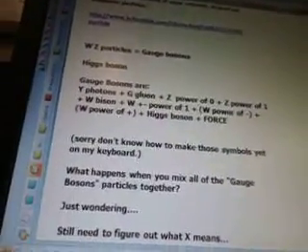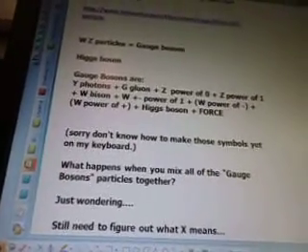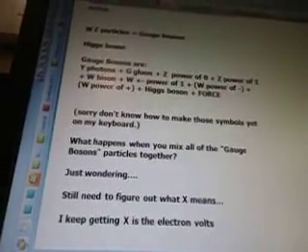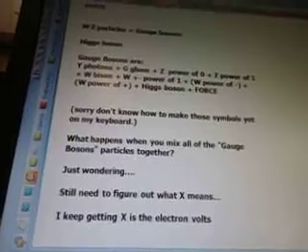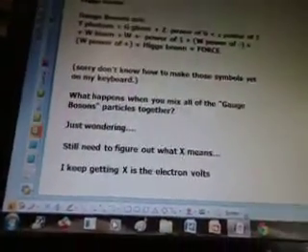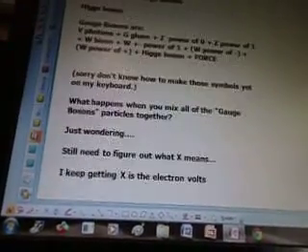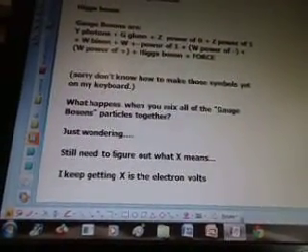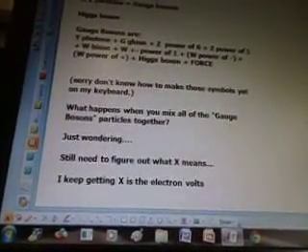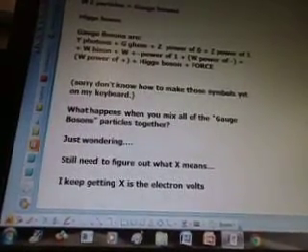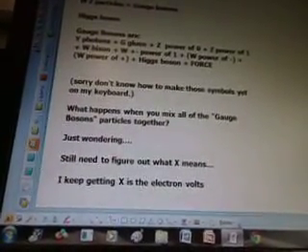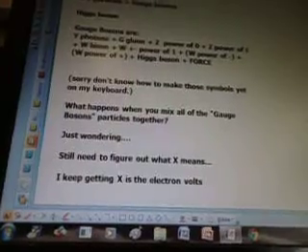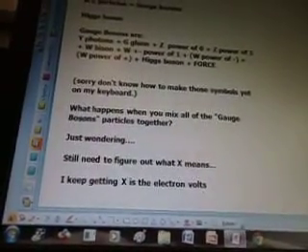Sorry, I don't know how to make those symbols yet on my keyboard. What happens when you mix all of the gauge boson particles together? Just wondering. Still need to figure out what X means. I keep getting X as the electron volts. Okay? So, and when I'm thinking about X there, I'm also thinking of the Mu2e particle that you guys are working on, transferring the mu onto an electron volt. I wonder if that's got something to do with it.